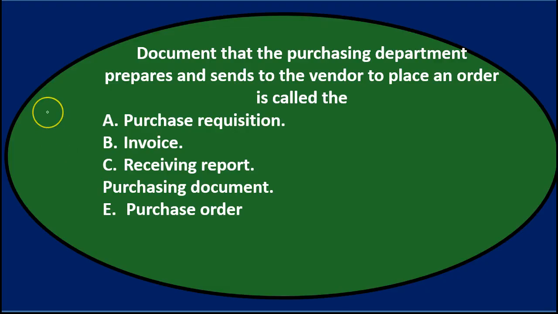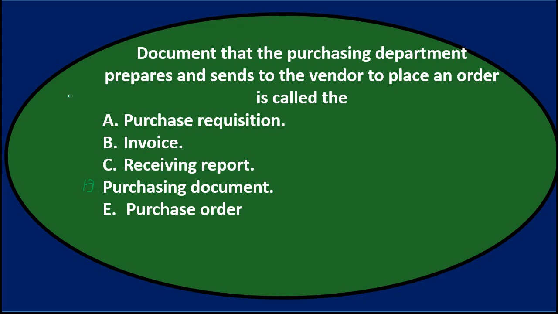First question. The document that the purchasing department prepares and sends to the vendor to place an order is called the A. Purchase requisition, B. Invoice, C. Receiving report, D. Purchasing document, or E. Purchase order. Let's go through this one more time. There should be a D here, by the way, that we were missing. I'll just put that there. That's a D. So here we go.